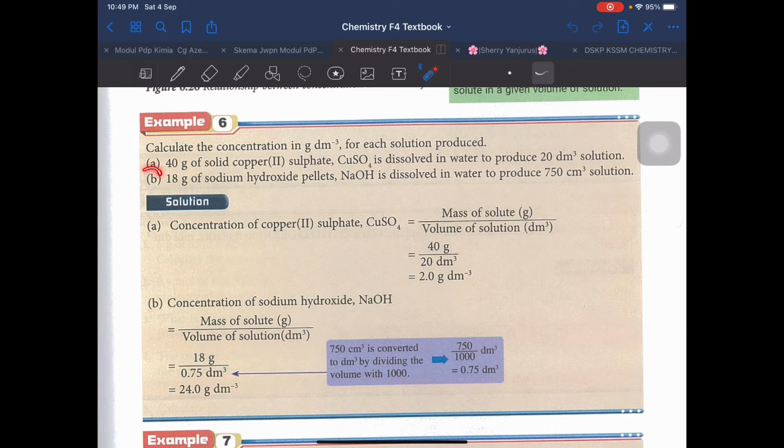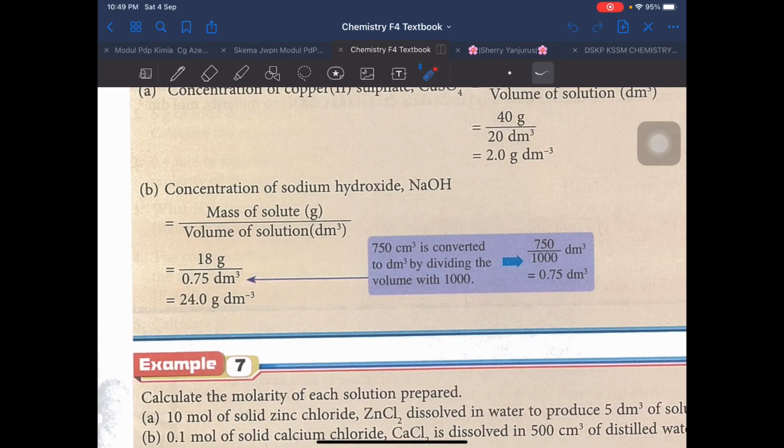Look at the question over here. 18 gram of sodium hydroxide pellets is dissolved in water to produce 750 cubic centimeter of solution. Ada mass, which we can put here, and ada volume, but the volume is in cubic centimeter. So how to convert it? Okay, before you convert, you need to understand that the formula goes like this. Sekali lagi, if the soalan want concentration in gram per cubic decimeter, what you need to do? Gram di atas, cubic decimeter di bawah.